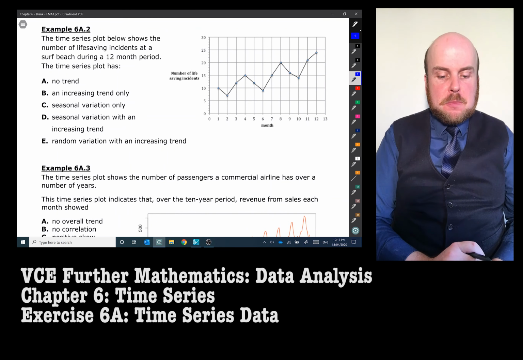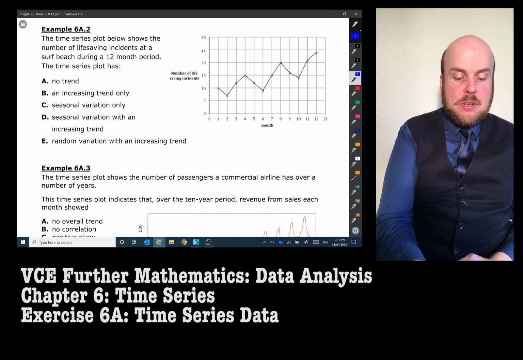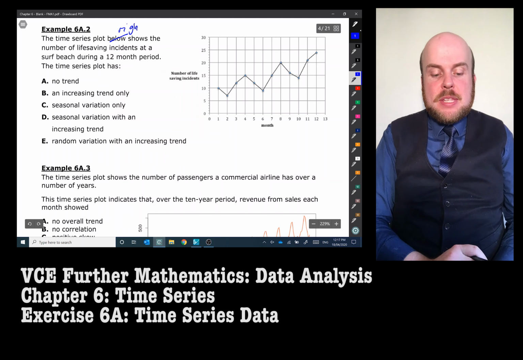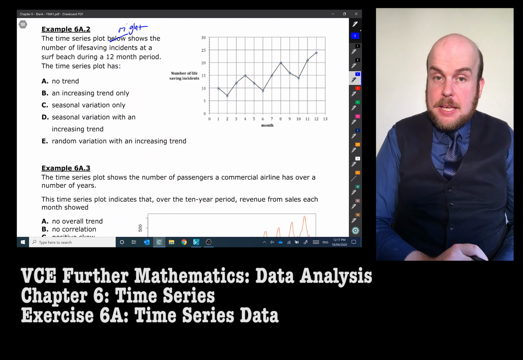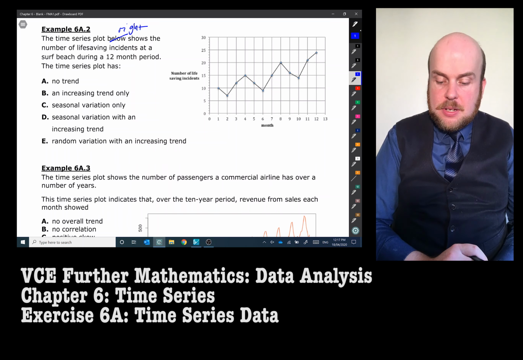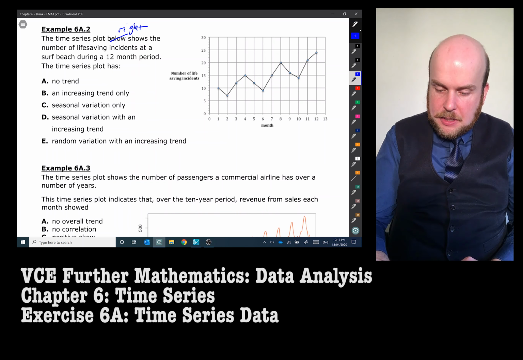6a.2. The time series plot below shows, it's actually to the right there, sorry. Get rid of that, make that to the right. It shows the number of life-saving incidents at a surf beach during a 12-month period. The time series plot has either A, no trend, B, an increasing trend, C, seasonal variation only, D, seasonal variation with an increasing trend, E, random variation with an increasing trend. Well, let's go and have a look. So we're assuming this is months, so let's have a look at our troughs and our peaks.